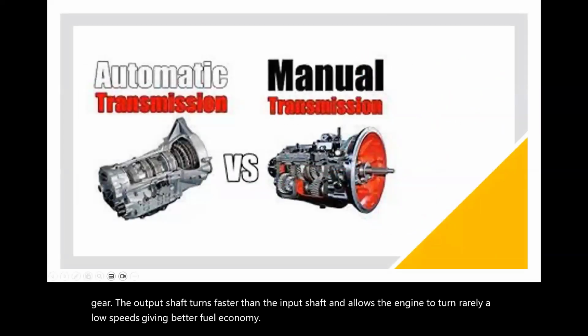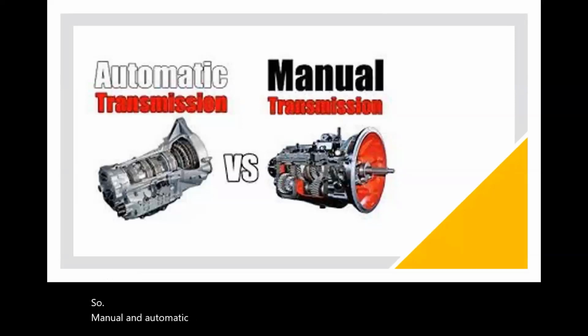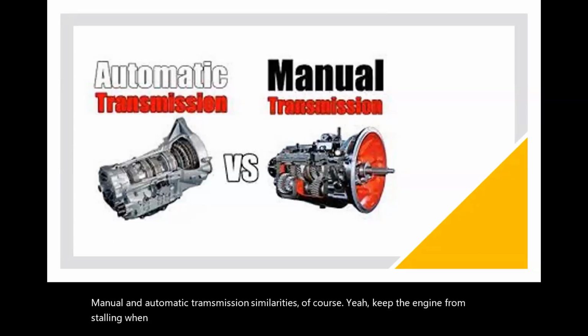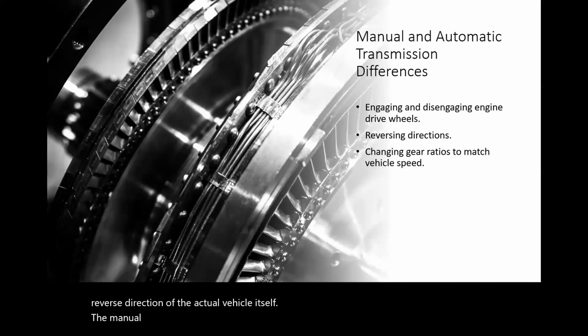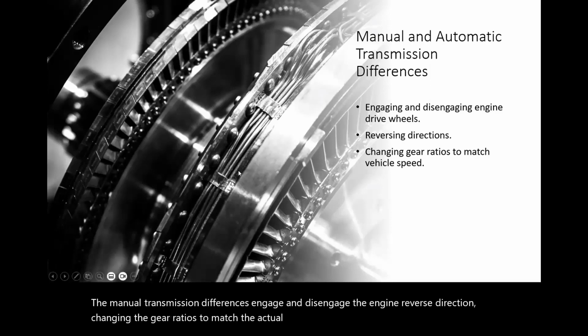So manual and automatic transmission similarities, of course, keep the engine from stalling when the vehicle stops, and use gears and shafts to obtain different ratios and reverse direction of the actual vehicle itself. The manual transmission differences: engage and disengage the engine, reverse direction, and change the gear ratios to match the vehicle. That's pretty much what I said a minute ago, but kind of repeating that.